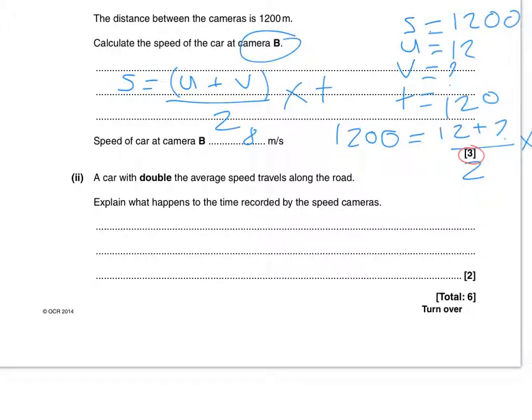So, last bit of this page: a car with double the average speed travels along the road. Explain what happens to the time recorded by the speed cameras. So 1 mark. If you say it takes less time, you only get 1 mark. If you try to explain how much less time, if you say it takes half the time, or you actually say literally 1 minute, you get the 2 marks. So it's all about quantifying it as well as telling them what's happening.